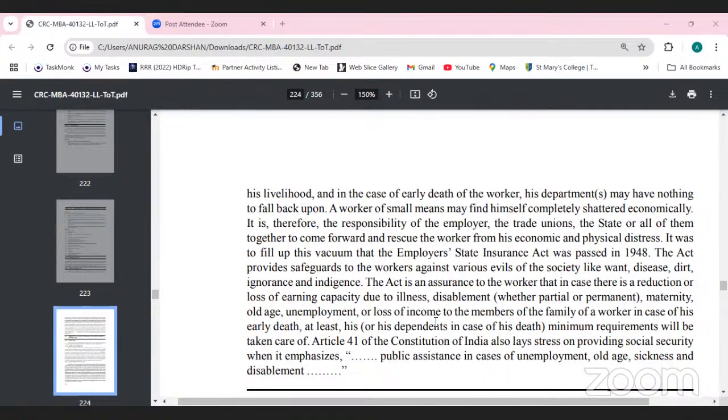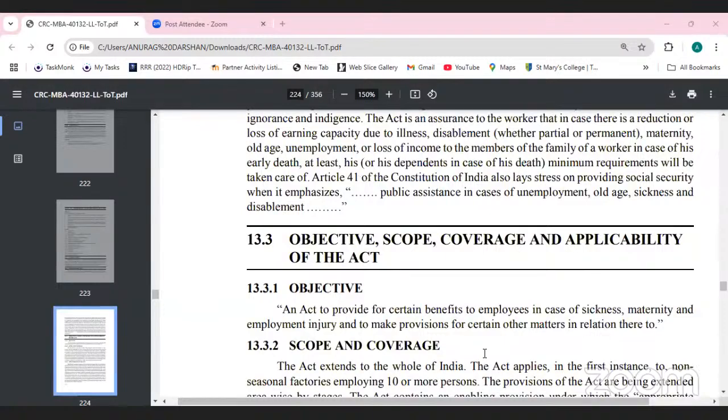Or his dependents in case of his death, the minimum requirements will be taken care of. Article 41 of the Constitution of India lays stress on providing such kind of social security. And what is the object, scope and coverage? The Act provides for certain benefits to the employees in case of sickness, maternity, and employment injury.